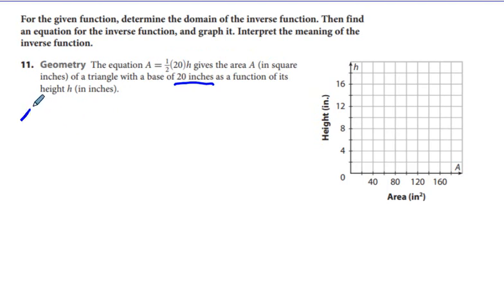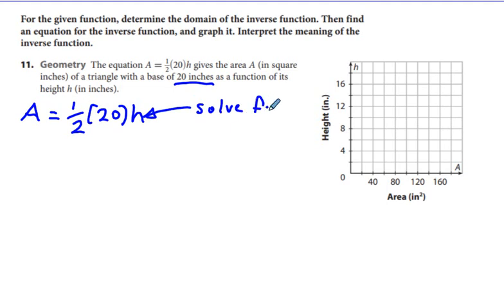So what we're going to do here is, for an inverse function, we're going to take this variable right here, h, and we're going to solve for h. And once we solve for h, we're going to have the independent variable be A.